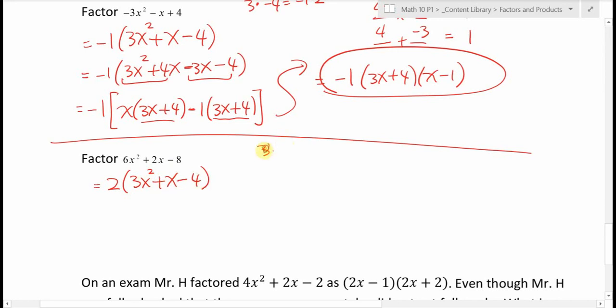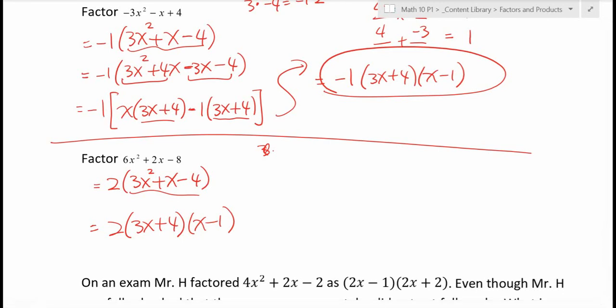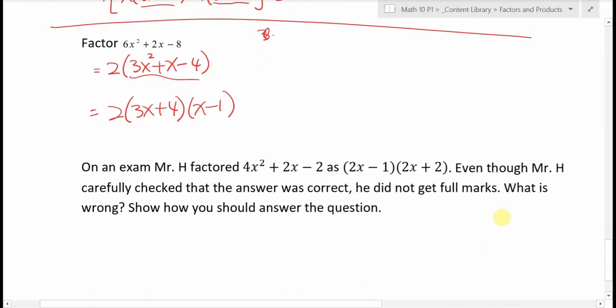Oh, actually, I don't need to continue anymore because this is exactly what we have here. So I'm just going to take the result from here, except the -1, right? Because we don't need the -1, and I'm just going to copy it down right here. So 2 times 3x plus 4 and x minus 1. Okay. But I guess I was just trying to show you, you should always factor out the common factor. Okay. All right. Here is the last question.